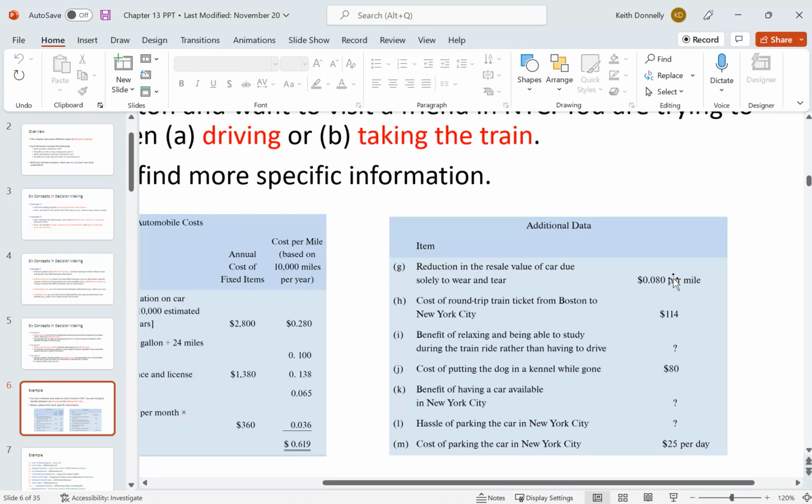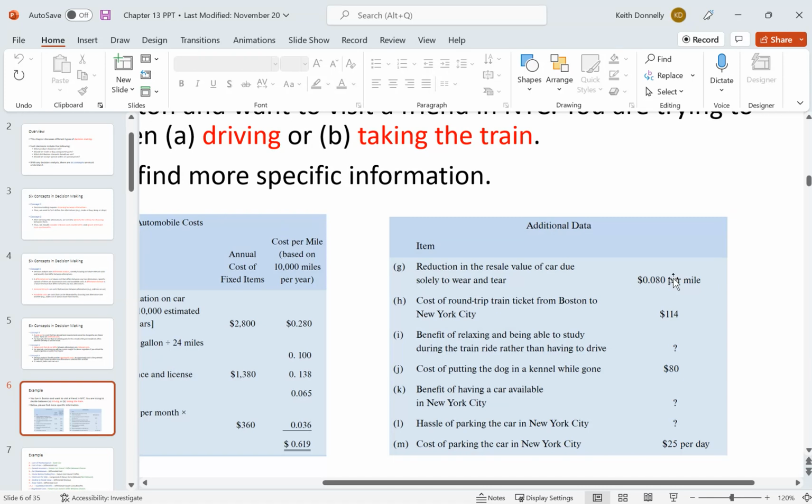One of the things here, benefit of relaxing and being able to study during the train ride rather than having to drive. It's a little bit more of a qualitative than a quantitative amount. It's like a characteristic there, but we're not putting a dollar value on it per se. Also, hey, cost of putting the dog in a kennel while gone, $80. Some other kind of more qualitative items here. The benefit of having a car available in New York City, hassle of parking in New York City, and then the cost of parking in New York City, right?